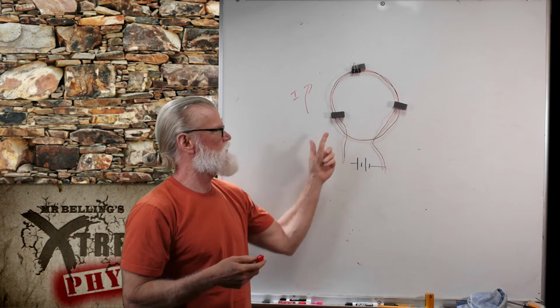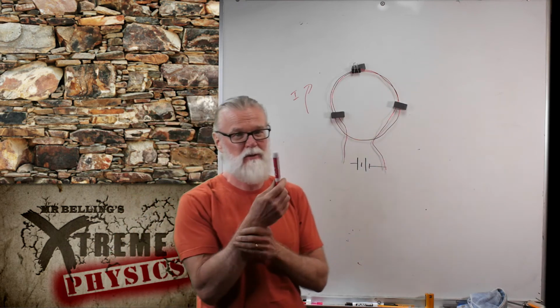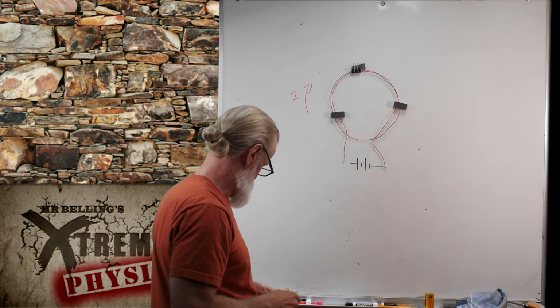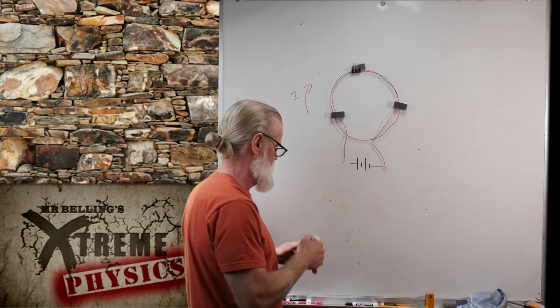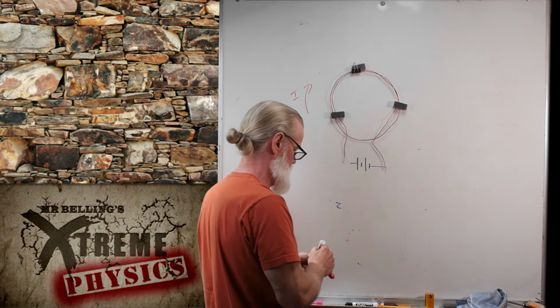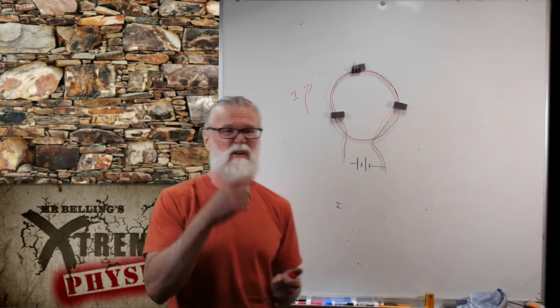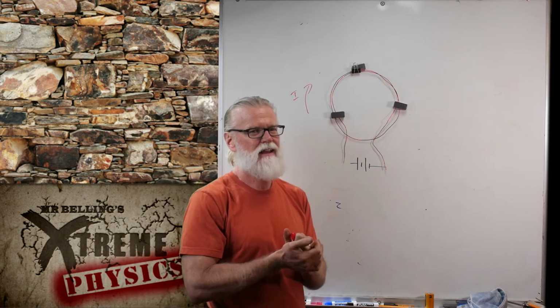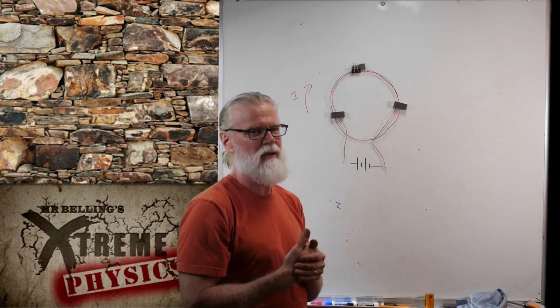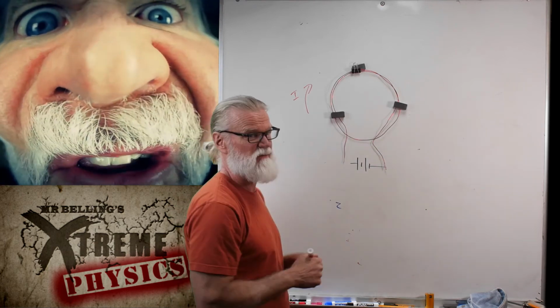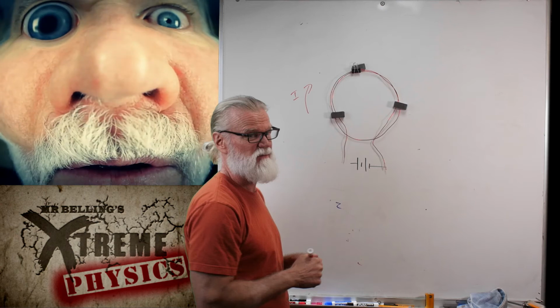I would like you to draw the field, and if you got two colors, that'd be great. I'm going to use black and blue. So first time around, draw what the field looks like in black, and then the second time around, go in blue. All right? Pause the video now.